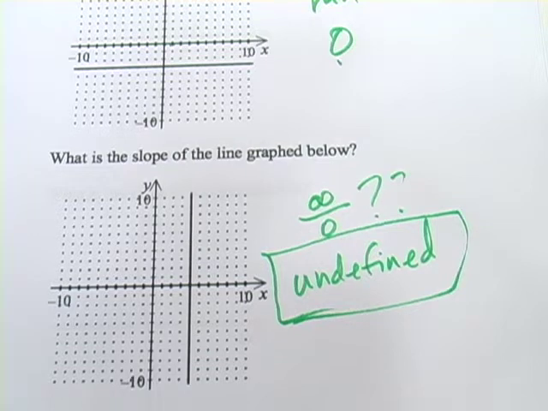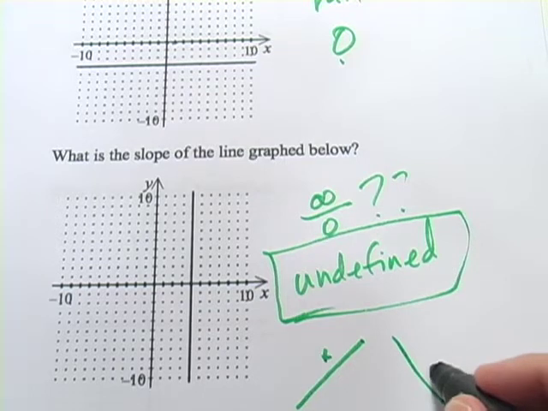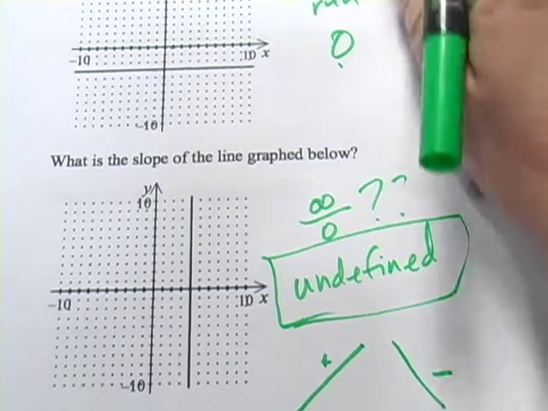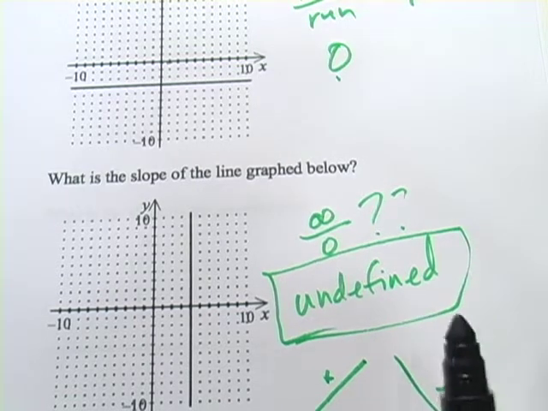So, slope is rise over run. Lines that slope up have a positive slope. Lines that slope down have a negative slope. A horizontal line has a slope of 0, and a vertical line is undefined.